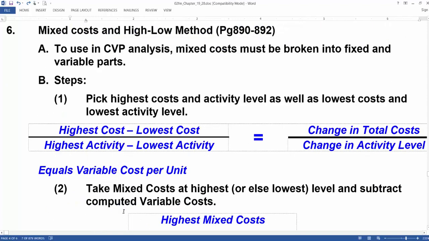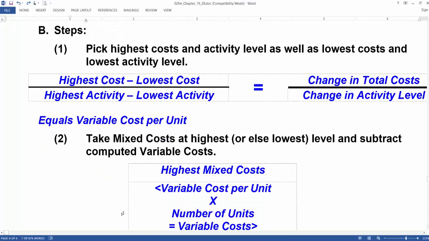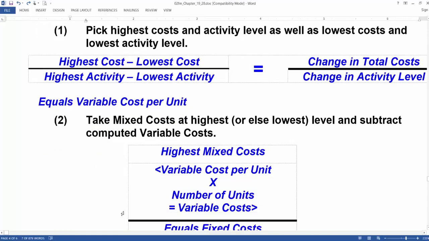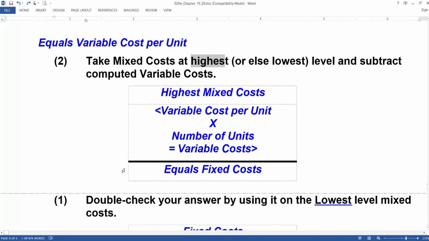So take your mixed cost at that highest level and compute variable costs for that level of production, using the variable cost per unit. And take the highest mixed cost minus that variable cost, and that'll give you the fixed costs. That should work at both the highest end of the spectrum and the lowest end. As long as that works, then you can use the formula to compute your total mixed costs.